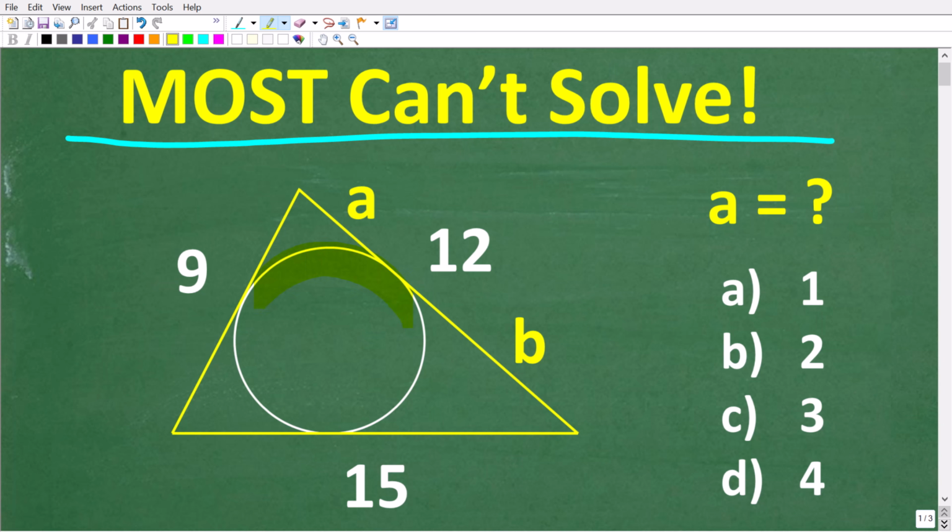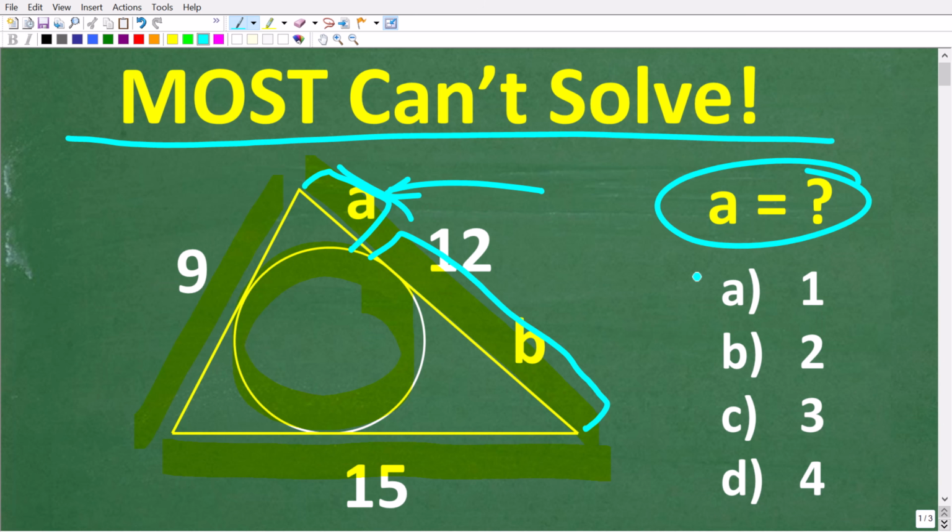Well, we have a circle inscribed in this triangle. And this side of the triangle is 9, this side is 15, and this side is 12. Now, this side of the triangle is broken up with segments A and B. And what we want to solve for is this length right here, A.